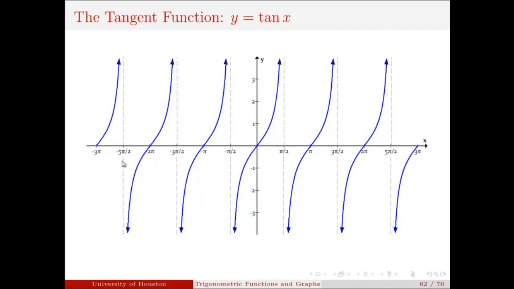Notice that the vertical asymptotes are located at the odd multiples of pi over 2, whereas the x-intercepts of the tangent graph are located at the multiples of pi. Another key point on the graph is this point, which corresponds to theta equals pi over 4, where the tangent has a value of 1.